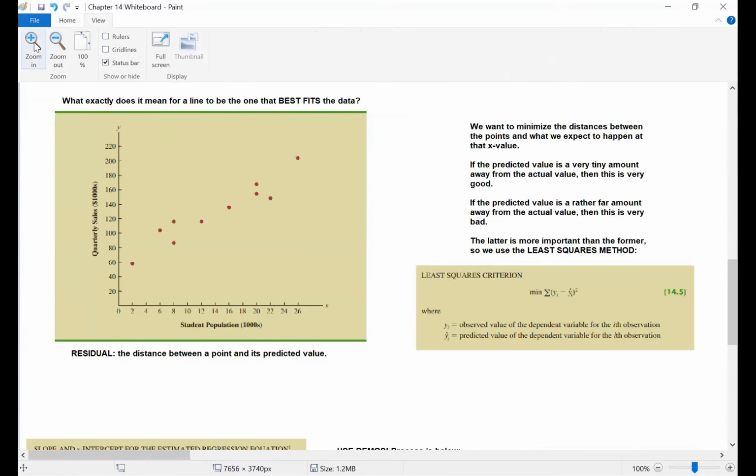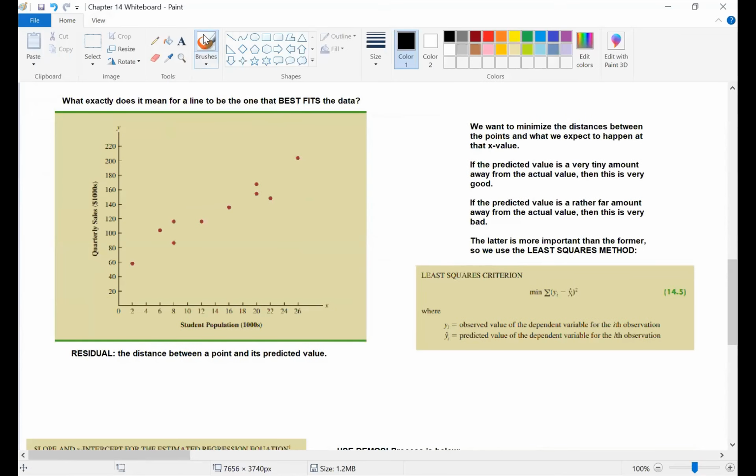So don't worry about the stuff on the right. Look at the left for now. Let's say I could draw a line like this. I could draw it like this, or maybe if you are a sadist, you can draw it like that. But the question is, what makes one line better than the other one?